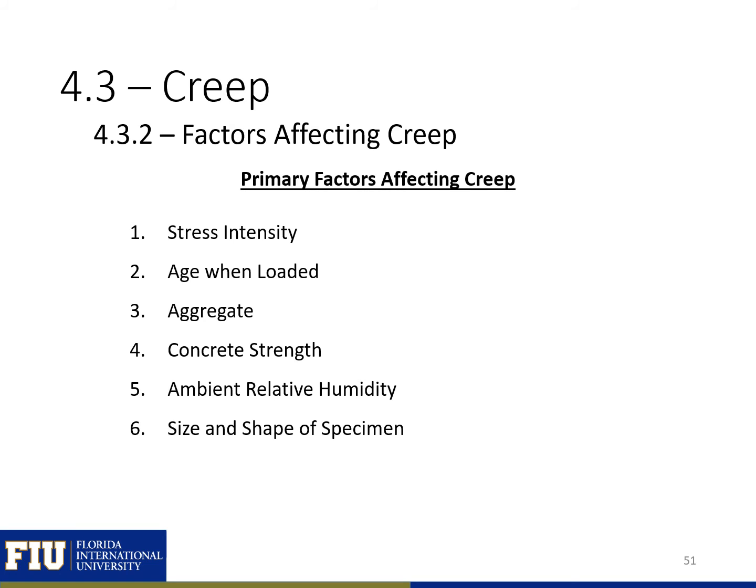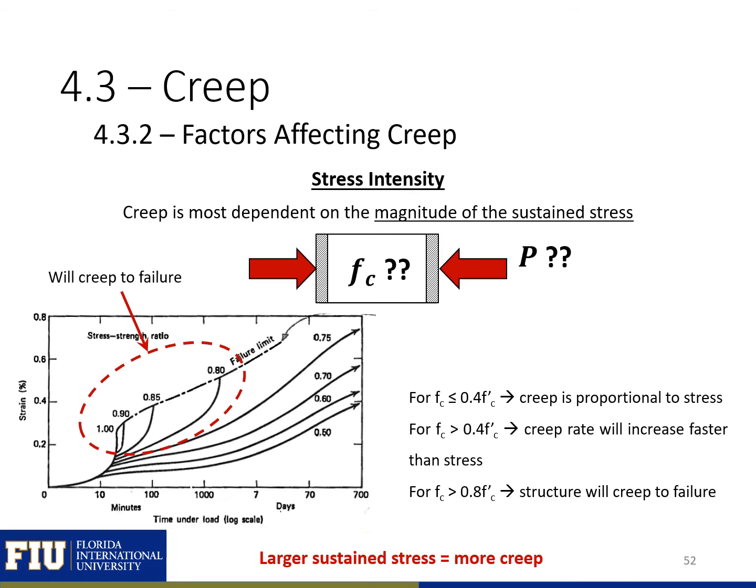Next, we're going to look at some of the primary factors affecting creep. We have our stress intensity, which is going to have the biggest impact. The age when our beam or specimen is loaded. Our aggregate content and type. Our concrete strength, our ambient relative humidity, and then finally also our size and shape of the specimen. The first factor that we're going to look at is stress intensity. Creep is most dependent on the magnitude of the sustained stress. Generally, the larger the stress, the larger the creep.